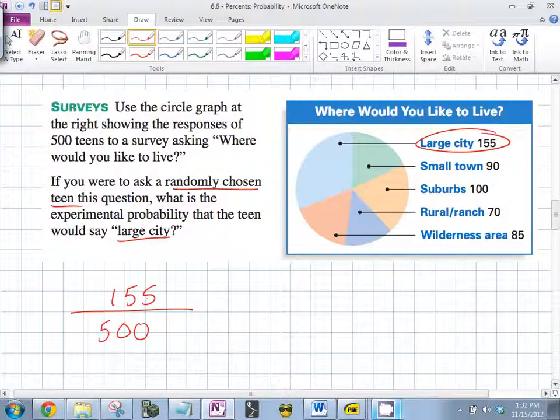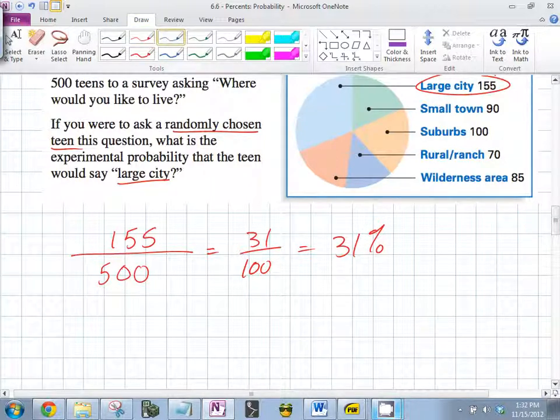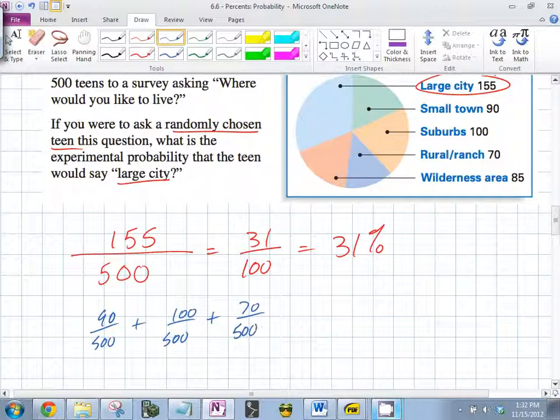Simplifying this down, divide everything by 5, you're going to end up with 31 over 100, which means there is a 31% chance the randomly chosen student will say large city. For small town, it would be 90 over 500. For suburbs, 100 over 500. Rural ranch, 70 over 500. And wilderness, 85 over 500.